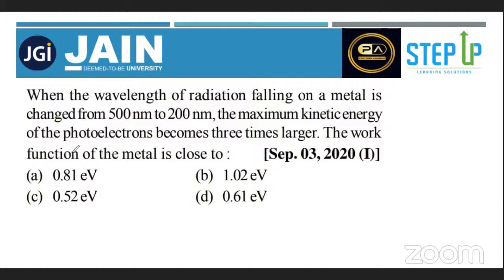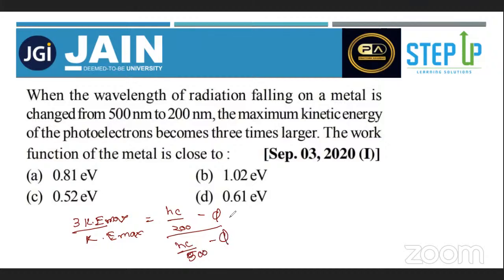From the data given, what they're saying is 3 times the ratio of K max, K maximum in the two cases, is equal to hc by 200 minus work function upon hc by 500 minus phi naught. Phi naught is the work function. This phi naught will be multiplied, we'll get it in this sum. So hc by 500 minus phi naught, being multiplied by 3, equals hc by 200 minus phi naught.